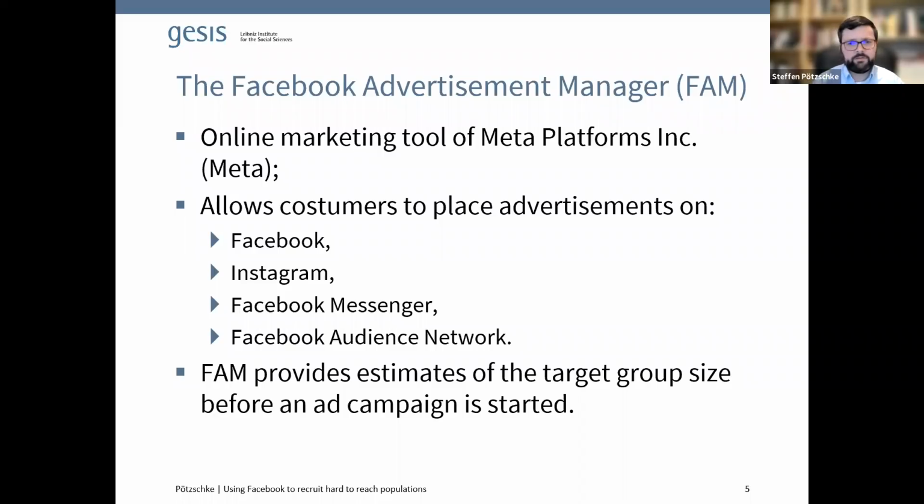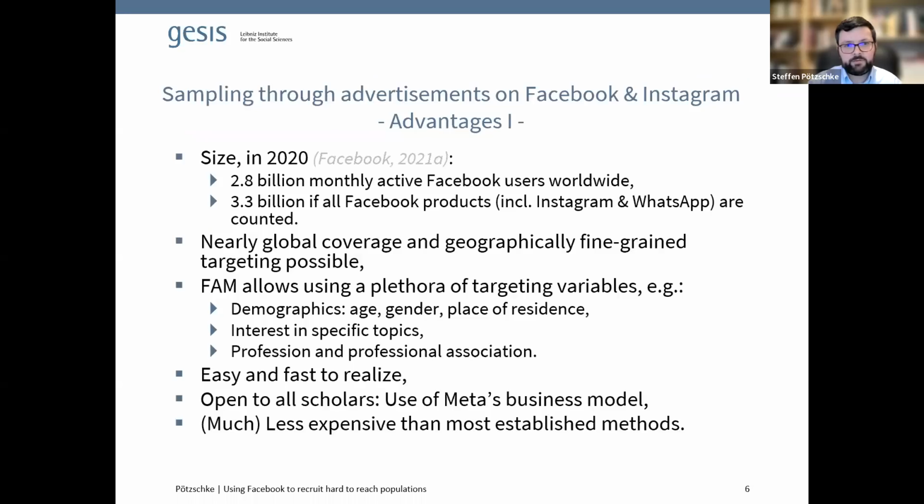Also, a nice thing is that once we have defined the target population, the Ads Manager provides us already an estimate of our target group size, so that we can know whether we should actually change our targeting in some aspect or not, depending on whether the target size is bigger or smaller than what we had expected.